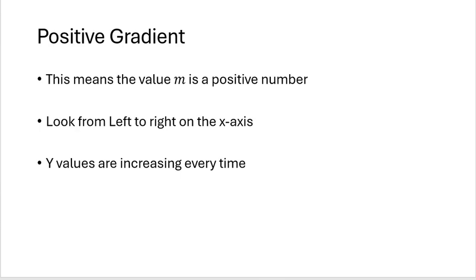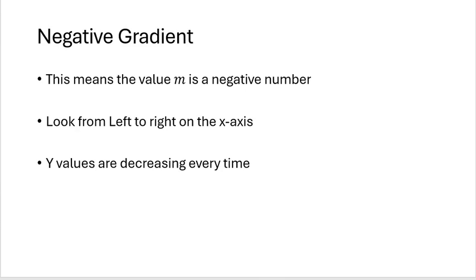The first one is the positive gradient. This means that the value m is a positive number, okay? Now, if you look from left to right on the x-axis, the y values are increasing every time. So if you draw a line like this, as you can see, every time you move along the x-axis towards the right, my y values are increasing every single time. So this is an example of a positive gradient graph.